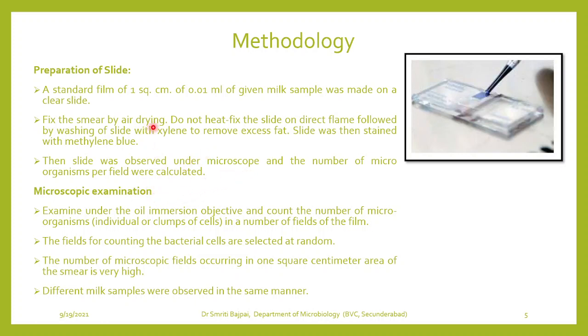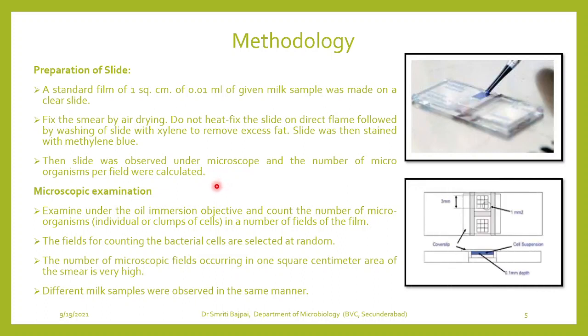After fixing the slide, after fixing this film, we will stain it with methylene blue, and then we will observe it under the microscope. Once we observe, we can get the number of microscopic fields, and then we can count the number of cells, like in one field, how many organisms we can see. We can see the shapes also, and we can see them in the form of clumps also. That way we can count how many organisms we can visualize in one field.